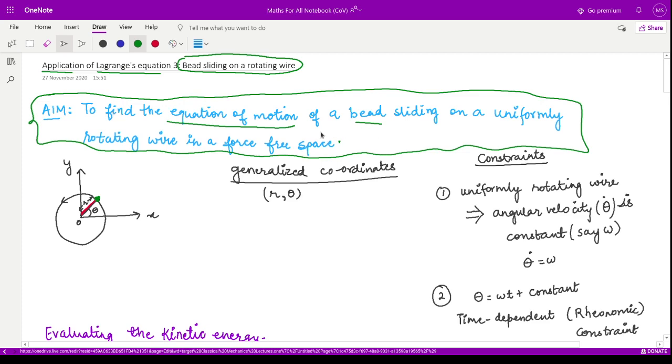So first step would be to visualize what they are saying. They are saying there's a bead and it is sliding on a uniformly rotating wire. So we have this wire like this, and there's a bead over here. This bead can move up and down this wire while this is rotating. So suppose it is rotating about this point. At one point it is like this, at another point it may be like this with bead somewhere here, and at some other time it would be something like this with bead over here, and so on.